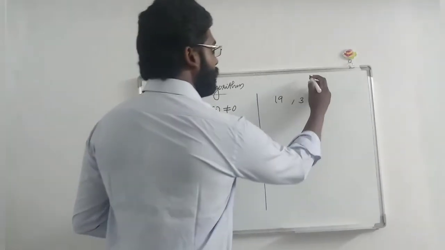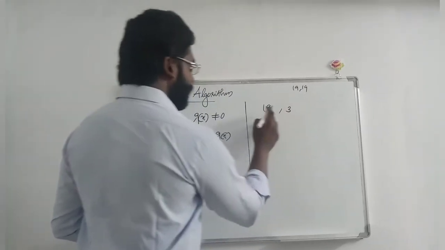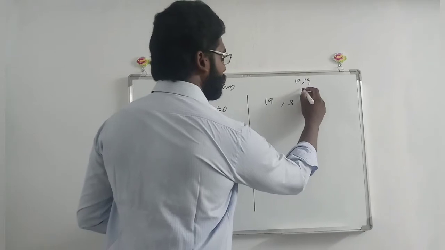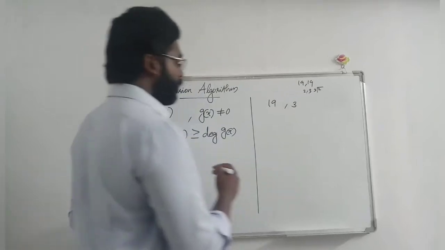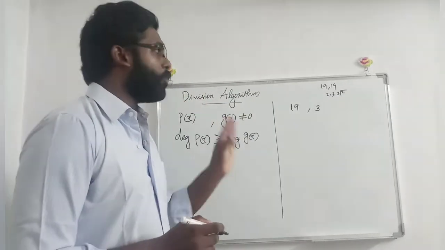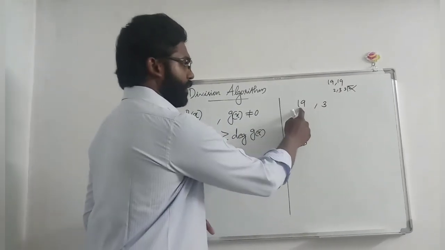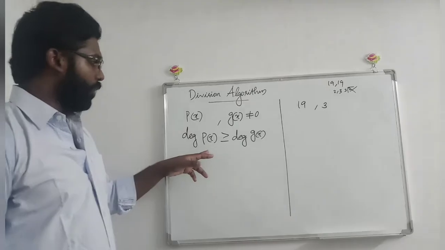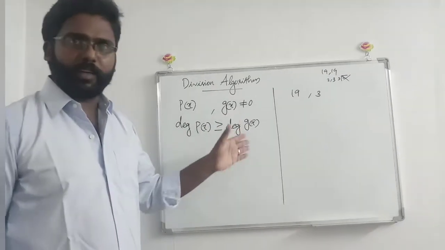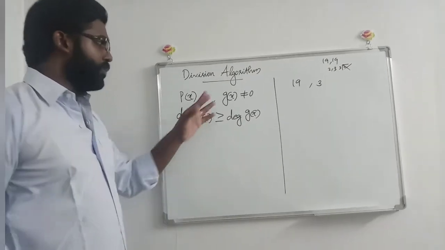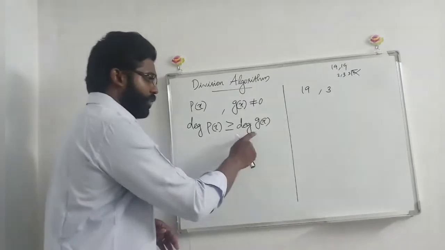If we divide 19 by 3 we can, but we can't divide if this number is less, like 2 by 3. Can it be possible? Possible by decimal division only, not our normal division. So the dividend must be greater than the divisor for numbers. On polynomials, the dividend degree is greater than or equal to the divisor degree. So p of x be any polynomial, g of x be another polynomial not equal to 0, degree of p of x greater than or equal to degree of g of x.